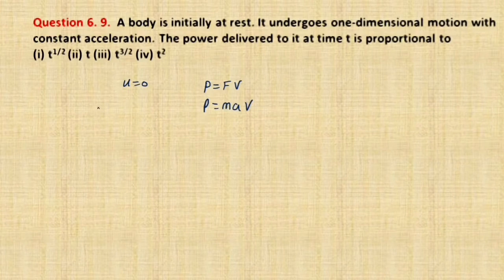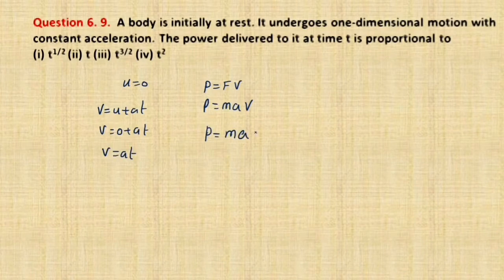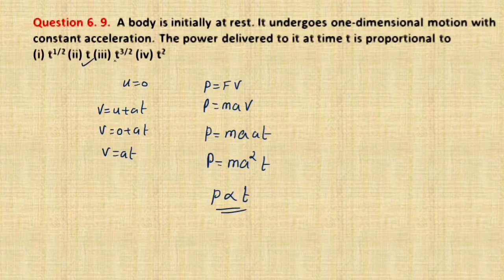So what is v here for a uniformly accelerated motion? v is equal to u plus at. So v is equal to 0 plus at. Initial velocity is equal to 0. So v is equal to at. You can substitute here, power is equal to mass into acceleration into at. That is, power is equal to mass into acceleration square into t. Mass and acceleration are constant. So power is directly proportional to what? t. So the option is the second option.